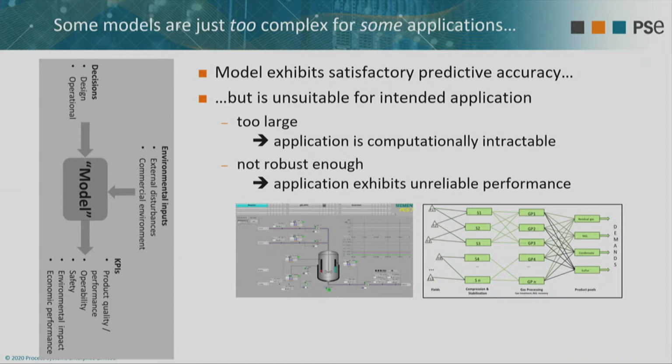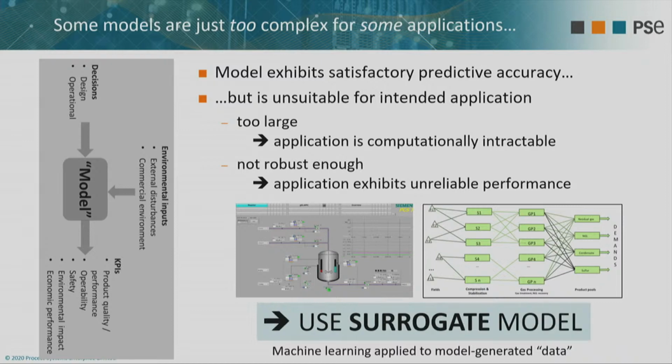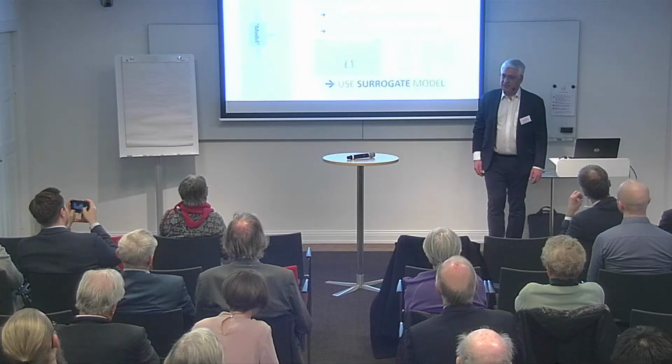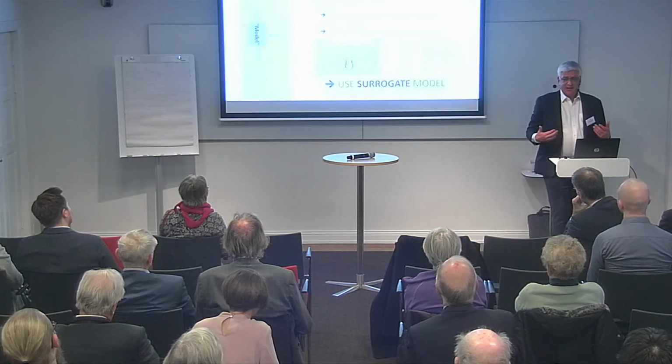Obviously, if I have an application which is running 24/7, I do not want a failure in the middle of the night in the desert. Okay, it has to be guaranteed to succeed. So what we try and do in those cases is to build surrogate models. Now, this is another facet of machine learning. This is machine learning applied not to plant data, but to data which have been generated by a more detailed model. Okay? The underlying techniques are actually very, very similar.